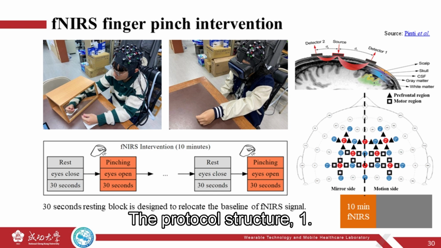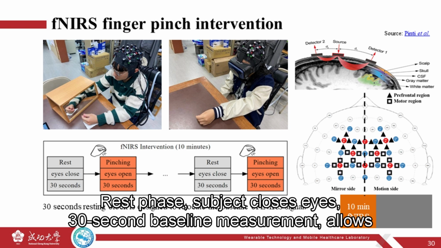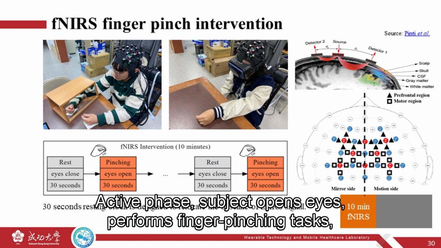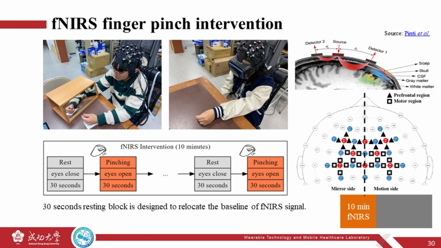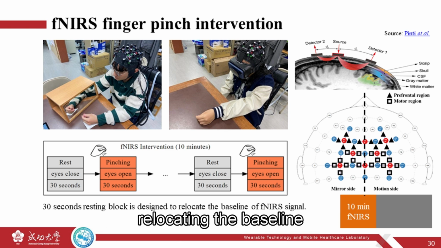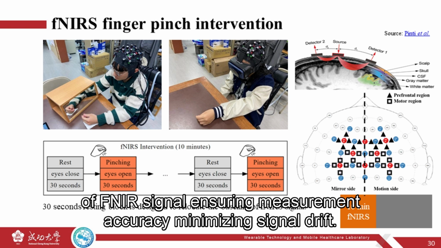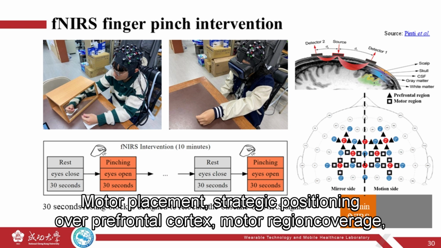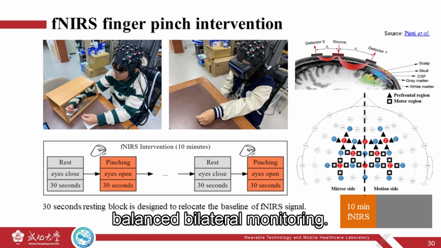The protocol structure. 1. Rest phase. Subject closes eyes, 30-second baseline measurement, allows signal stabilization. 2. Active phase. Subject opens eyes, performs finger pinching tasks, 30-second activity measurement. Key feature. The 30-second resting blocks serve a crucial purpose: relocating the baseline of FNIRS signal, ensuring measurement accuracy, minimizing signal drift. Sensor placement. Strategic positioning over prefrontal cortex, motor region coverage, balanced bilateral monitoring.